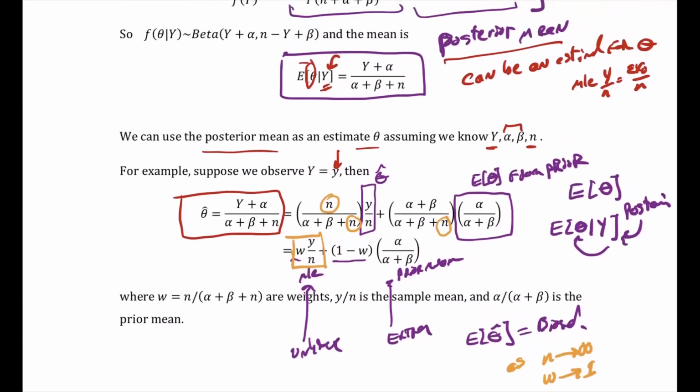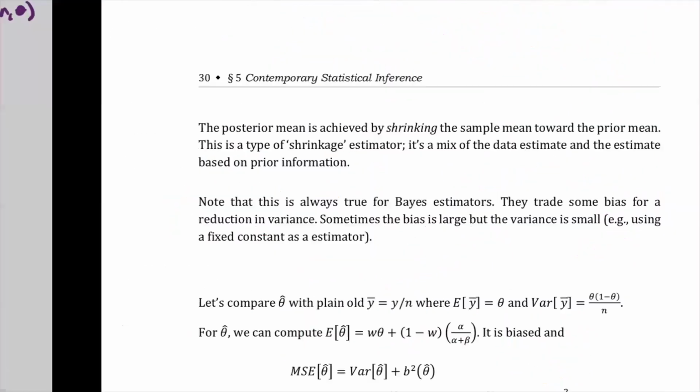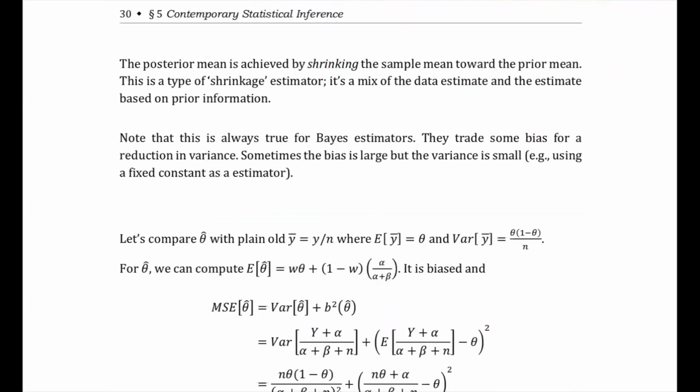Okay, let's keep going here. So here's how I write about it. The posterior mean is achieved by shrinking the sample mean towards the prior mean. This is a type of shrinkage estimator. It's a mix of the data estimate and the estimate based on prior information.